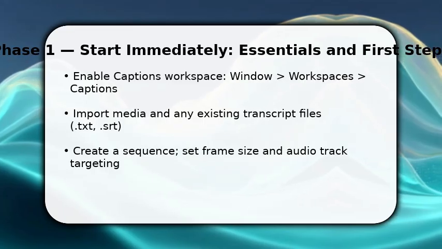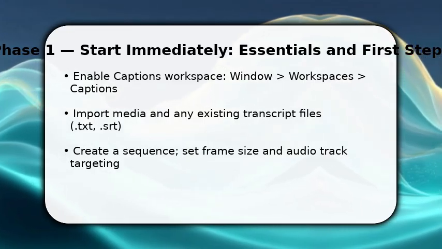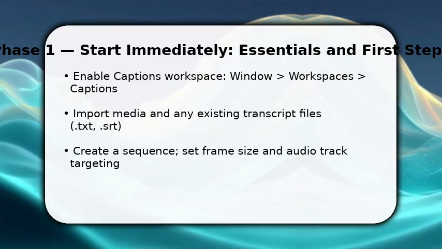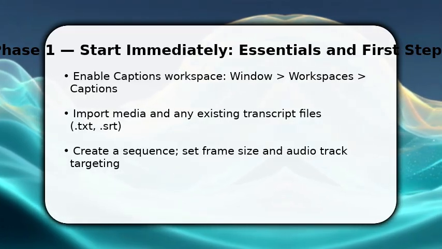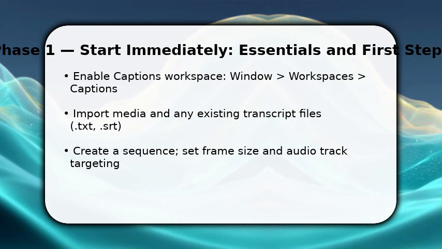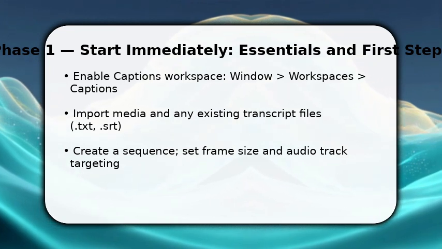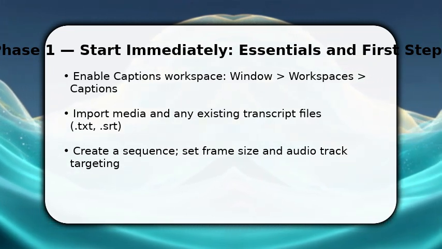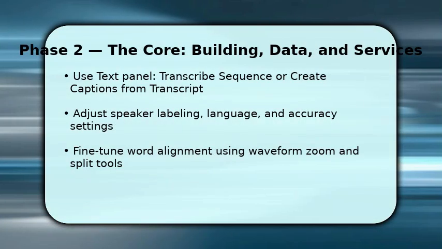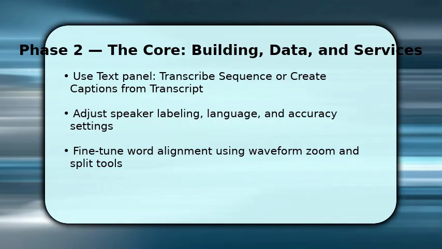Next, select the sequence and open the text panel. This prepares Premiere to align words with waveforms, so you can generate accurate captions quickly and avoid messy rework later. Now you generate or attach the transcript. In the text panel, choose Transcribe sequence if you need auto-transcription, or create captions from transcript to import existing text. Make sure you pick the correct language and speaker detection options.